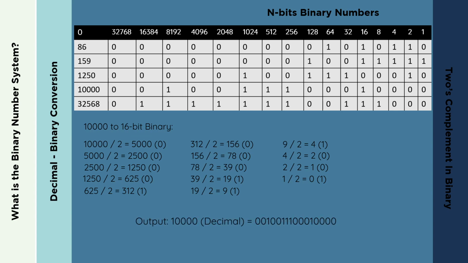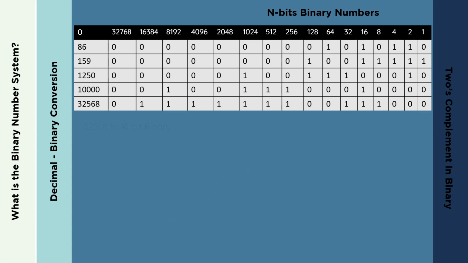As you can see here, we've only taken up 14 bits from this division, thus the final output will of course start with 0. We have 0, 0, 1, 1, 3 ones, 3 zeros, 1 one, and 4 zeros, which matches perfectly with our table above. Let's do the same for the final example, which is 32,568, in 16-bit binary.